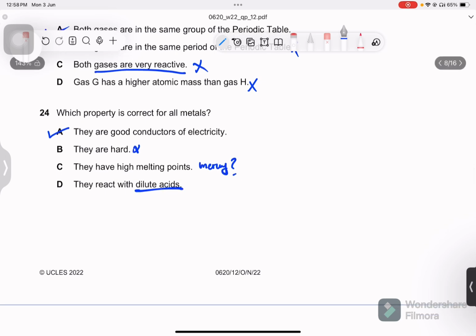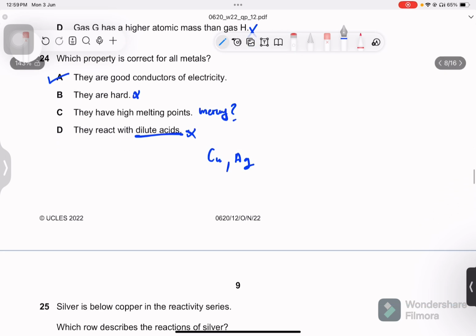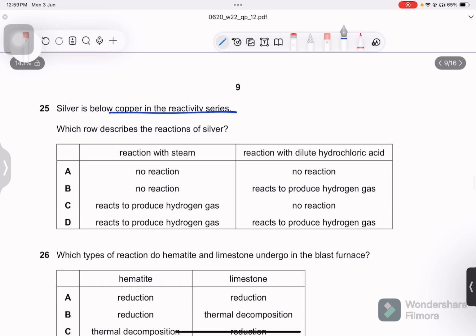They react with dilute acids? No, the less reactive metals like copper and silver are not that reactive, so they don't react with dilute acids. Next, silver is below copper in the reactivity series. Which row describes the reaction of silver? So below copper means that it cannot react with water or with steam. So this is correct and this is wrong.